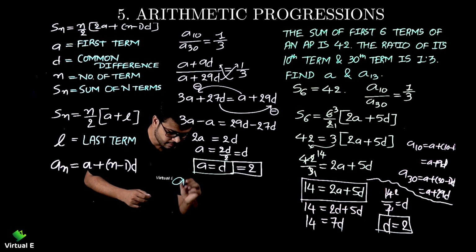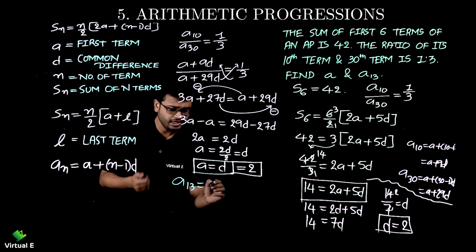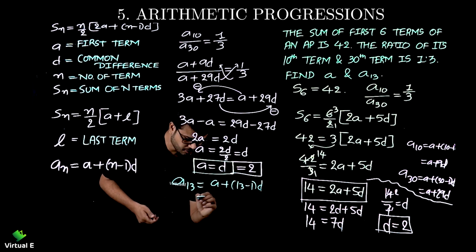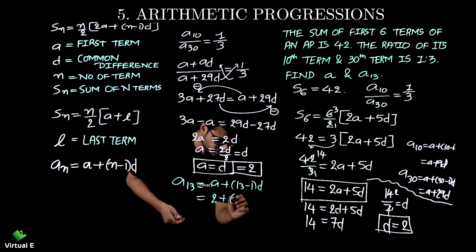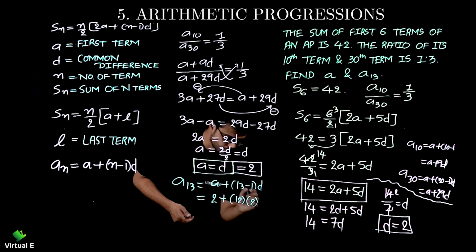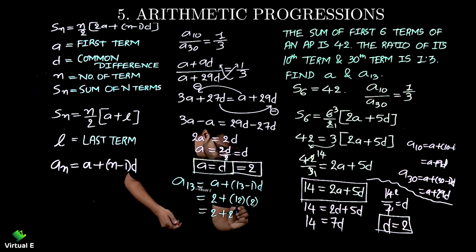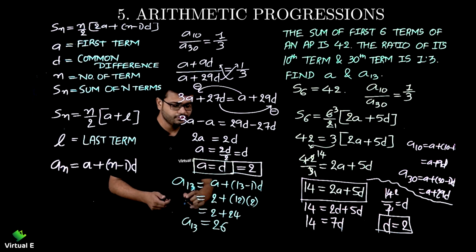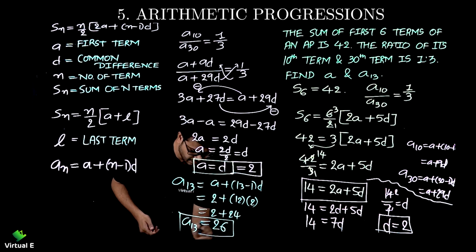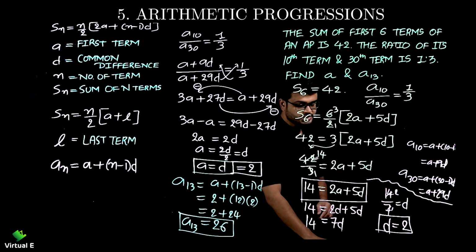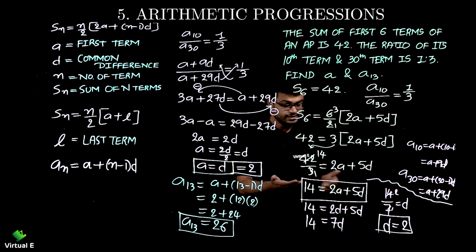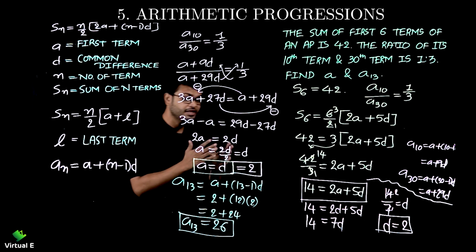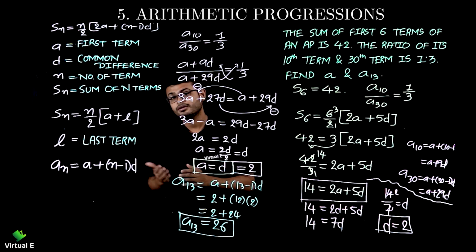So A13 is equal to A plus 13 minus 1 into D. So A is 2, 13 minus 1 is 12, and value of D is also 2. So 2 plus 24 will give you 26. So A13 value is what? 26. Very simple question it is, right? Because in second equation we did not get any kind of addition or subtraction, but we get this substitution. So it became very easy to solve the equations rather than elimination method or other method to use.